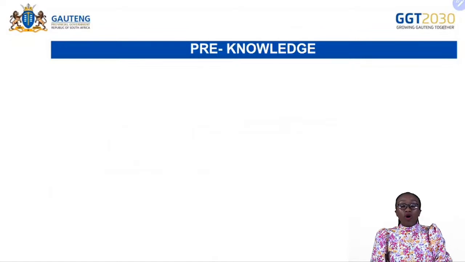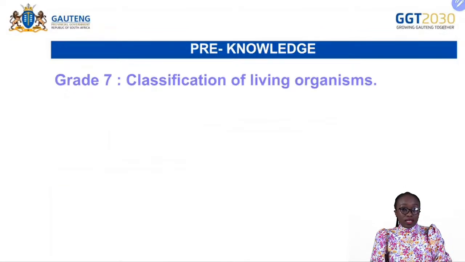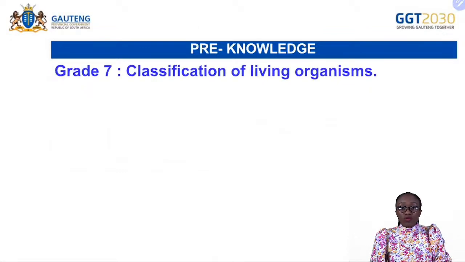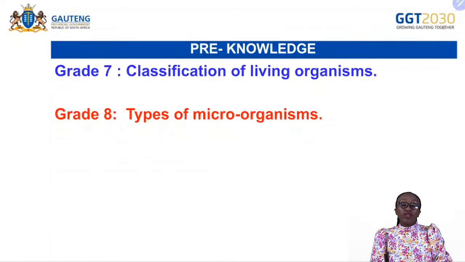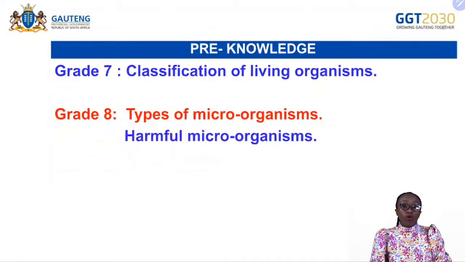Right, let's move on to pre-knowledge. This is what we've learned prior to today's lesson. In the 7th grade, you were introduced to classification of living organisms, the 5 kingdoms. And then in the 8th grade, so far, we've learned about types of microorganisms and harmful microorganisms. All this we learned in our previous lesson. So we are concluding the topic today.